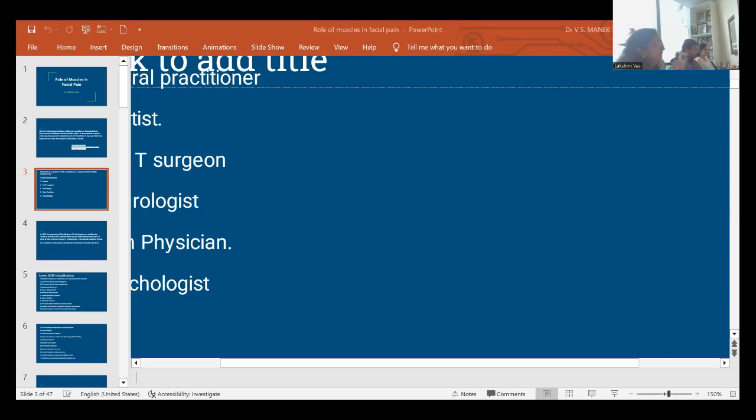So this is the brief I have given: the intracranial part of the facial nerve and the extracranial part. There is one motor nucleus and one sensory. It goes to the internal auditory meatus, then it comes to the facial canal.